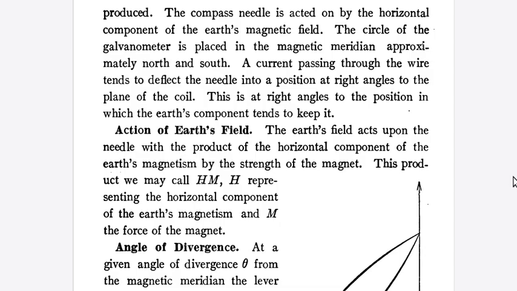Action of Earth's field. The Earth's field acts upon the needle with the product of the horizontal component of the Earth's magnetism by the strength of the magnet. This product we may call HM, where H represents the horizontal component of the Earth's magnetism, and M is the force of the magnet.